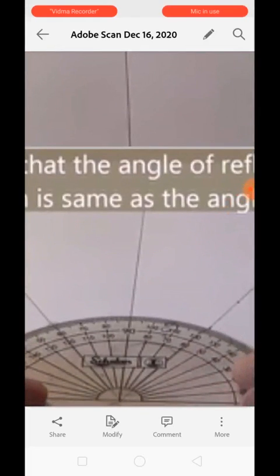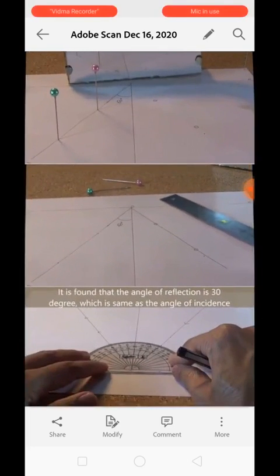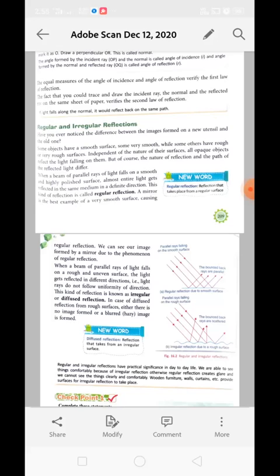60-degree. Understand class? This is how we prove the law of reflection by using a mirror. Next topic is regular and irregular reflection. I am sure you have noticed the difference between the image formed by a new utensil and an old one.